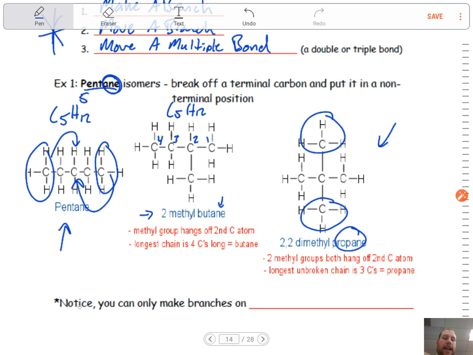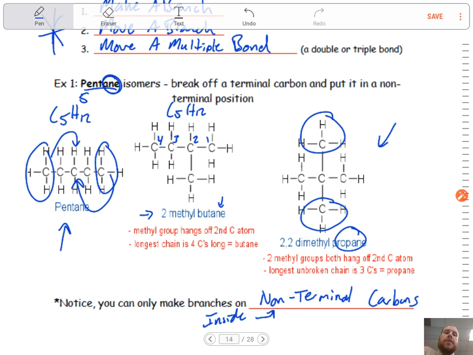Keep track as well, guys. You can only make branches on non-terminal carbons. What do I mean by non-terminal, guys? Terminal means end, right? So you have to move branches to the inside carbons, okay? So really, you can only make it on the inside carbons. That's what non-terminal means, inside. Okay, terminal would be end, so these non-terminals would be inside carbons, so you got to move it.